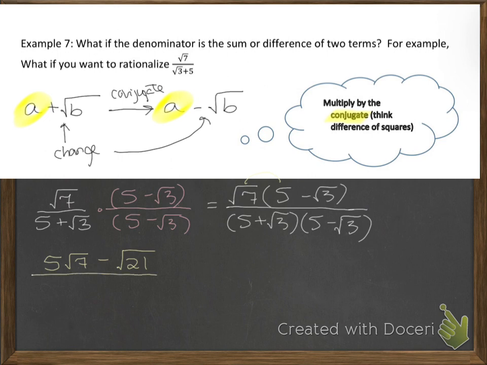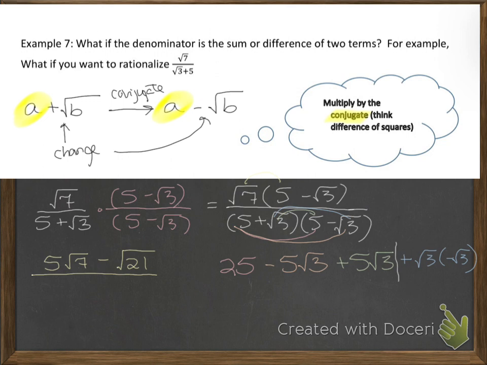Well, in the bottom, we're going to have to FOIL. Remember FOIL? So we have first, so 5 times 5 is 25. Then we have our outer terms, 5 times the negative square root of 3, so minus 5 root 3. Then we have our inner terms, that's plus 5 root 3. And then we have our last term, which is plus the square root of 3 times negative square root of 3. All right, so stare at this for a minute and you'll notice these inner terms are the same value and opposite signs. They are going to cancel out, which is what we wanted in the first place.